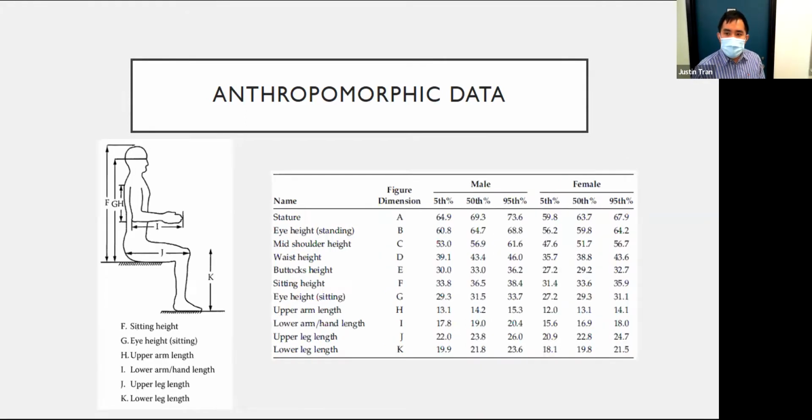There's more data with it, and if you want to see more data for sitting, that's where it is. Okay. Any questions on any of this?